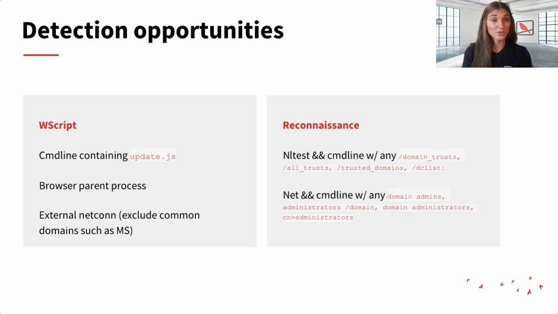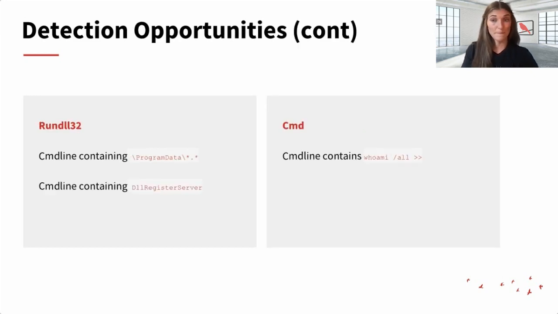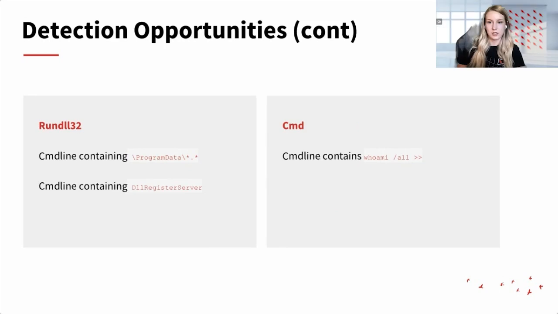I'll hand it over to Rachel to talk about some other detection opportunities. Yeah, so more about SocGholish detection. It also is a malware that likes to use rundll32, whether it's SocGholish itself and the Cobalt Strike payload that follows. Again, it likes to use the ProgramData folder. Keep an eye out for that one, executing with rundll32 in the command line.